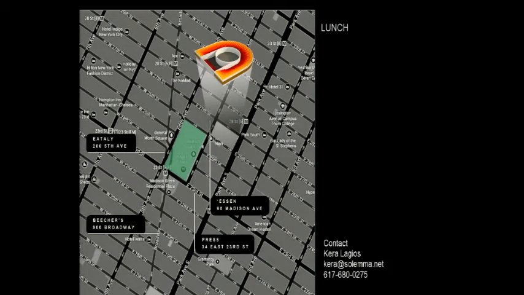Then for lunch, I'll put this slide back up. For lunch, it basically tells you a number of restaurants, but since a lot of you are local, you can, of course, share with the non-local people where you might want to go for lunch as well.